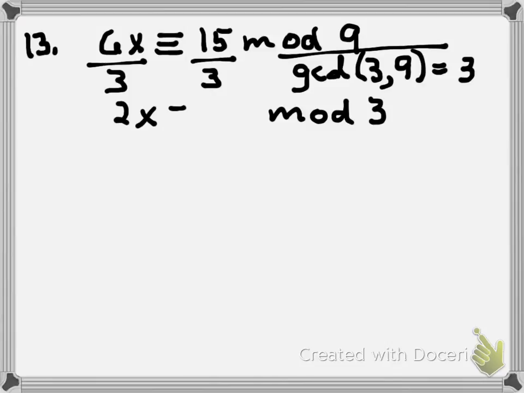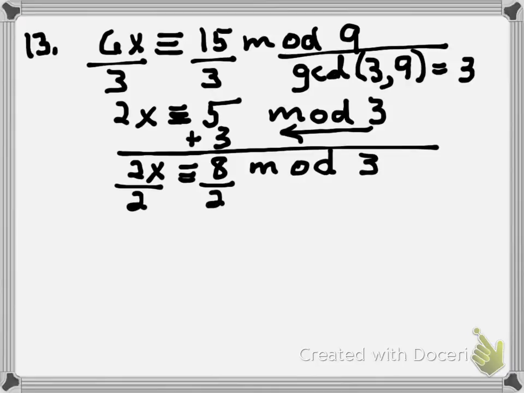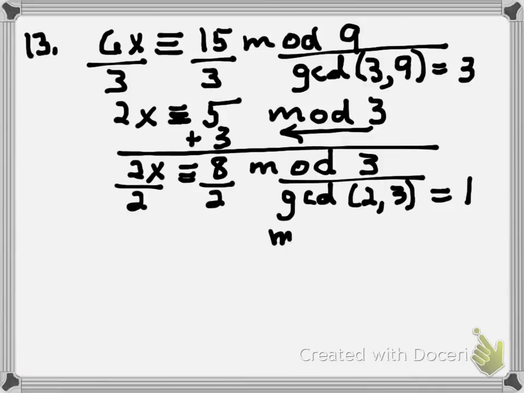And I have 2x is congruent to 5 mod 3. Now looking for a common divisor of 2 and 5, they're relatively prime. So therefore I add on the mod, because there are other numbers in mod 3 that are congruent to 5. So I have 2x is congruent to 8 mod 3. Dividing by 2, and the greatest common divisor of 2 and 3 is 1. They're relatively prime. Therefore, the mod remains at 3. And we have x is congruent to 4 mod 3.